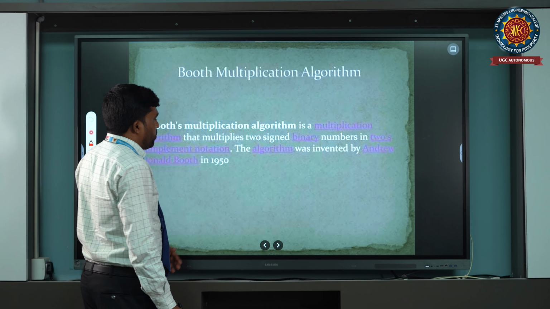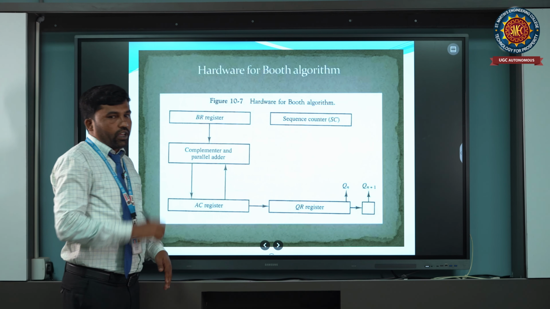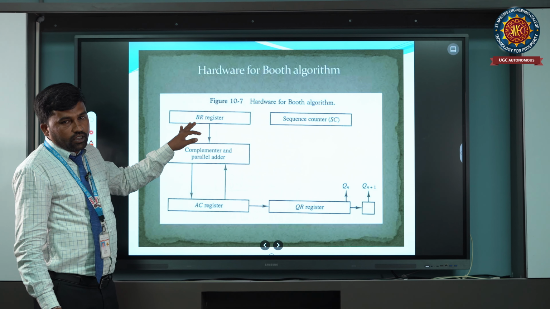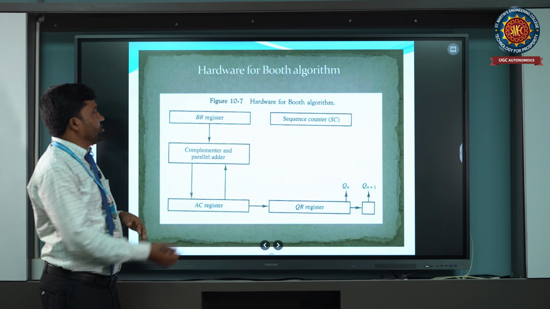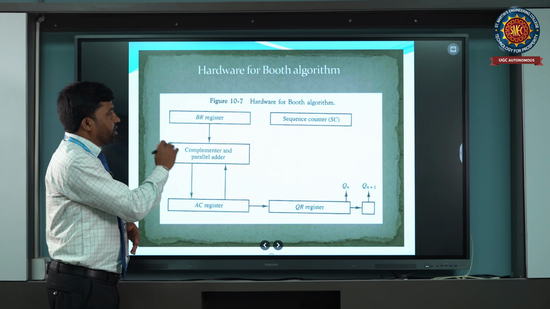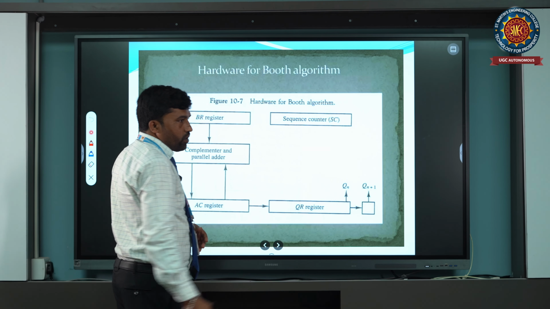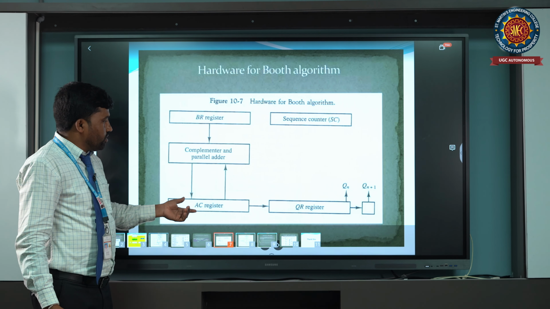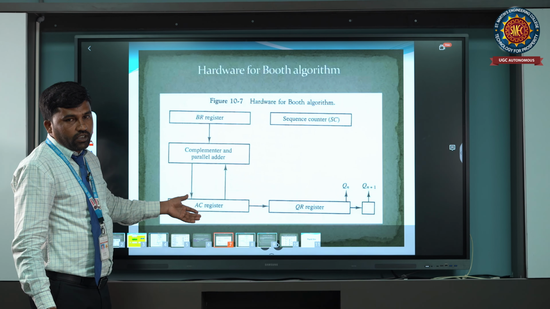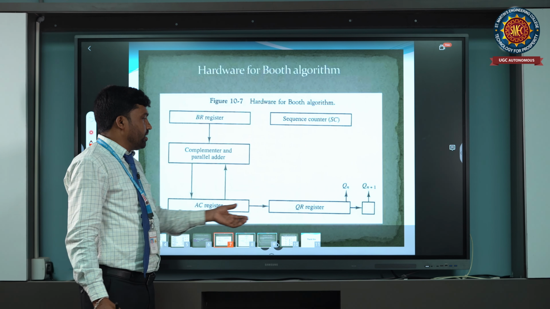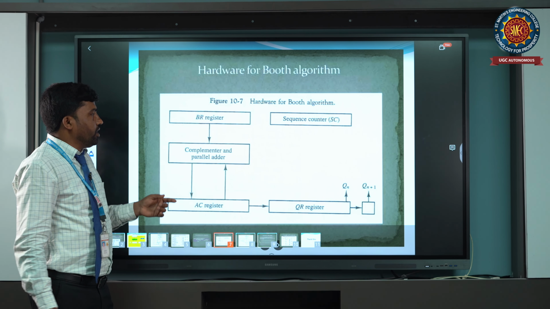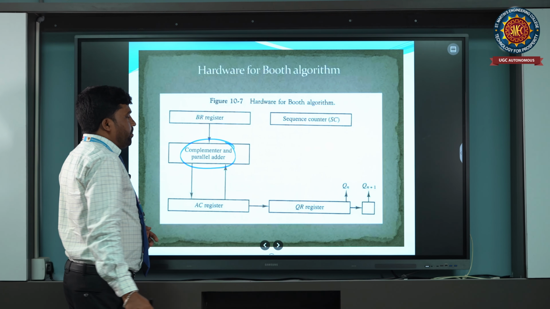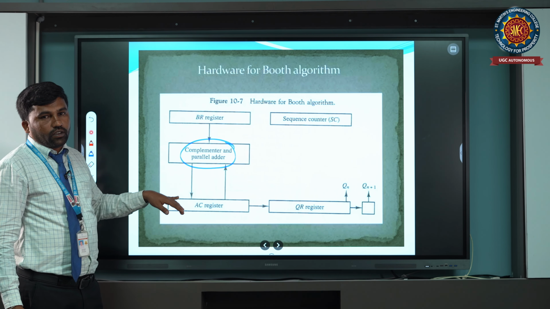So see here an example of the hardware implementation of the Booth multiplication algorithm. Here the B register holds the multiplicand, and in the Q register we have stored the multiplier data. The AC register is the accumulator, a general purpose register, and we will get the product of the output in both the A register and the Q register. Here the complementer and parallel adder will be processing at the ALU.